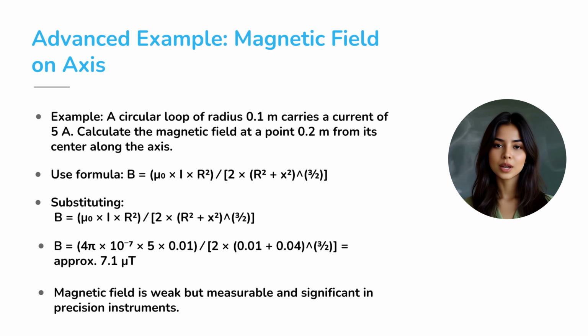Mu naught is 4 pi times 10 to the power minus 7, I is 5, r is 0.1 and x is 0.2. Do the math step by step and you get B equals 7.1 microtesla. So even at a distance, the loop creates a measurable field. This is the kind of calculation used when designing magnetic sensors and diagnostic equipment.